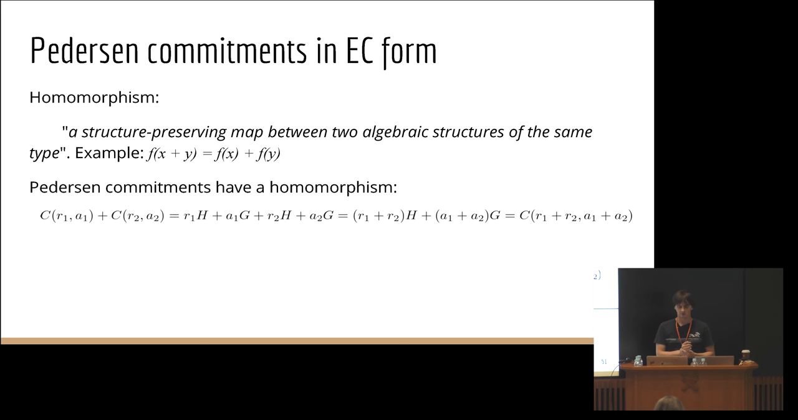So with Pedersen commitments, there's something interesting here. There's a homomorphism, which means that, like the example here, you have a function and you take X plus Y inside of it, or you take the function with X plus the function with Y, and you actually get the same result. That's additive homomorphism. So Pedersen commitments have additive homomorphism. You can see the commitment of R1, A1 plus the commitment of R2, A2. As you see here, you just get R1 plus R2 times H plus A1 plus A2 times G, which is exactly the same as just a commitment to both of them together. So this is an interesting thing to have in mind.